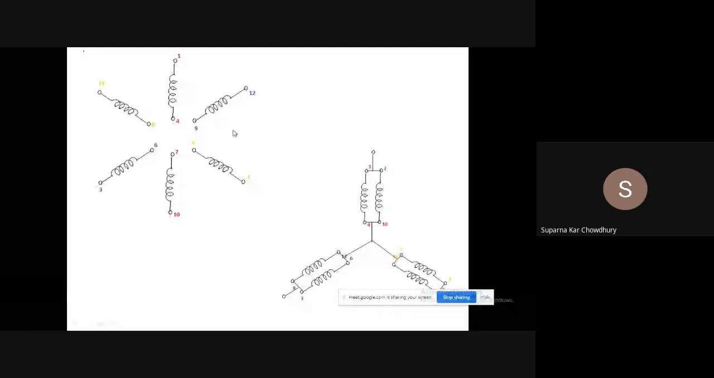Connection of the alternator. The alternator we have in the lab: on the stator, basically there are 6 windings, and all the terminals are available on the board, and externally we have to connect. It can be connected as a star or delta form. Now basically we have 6 windings. The terminal markings are like this.